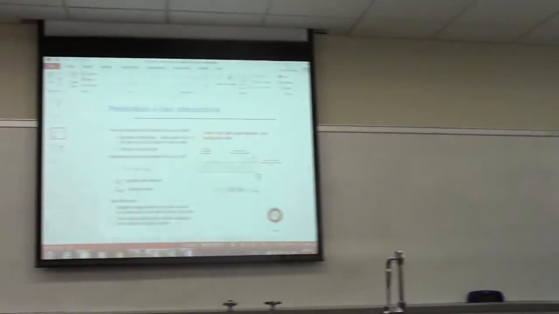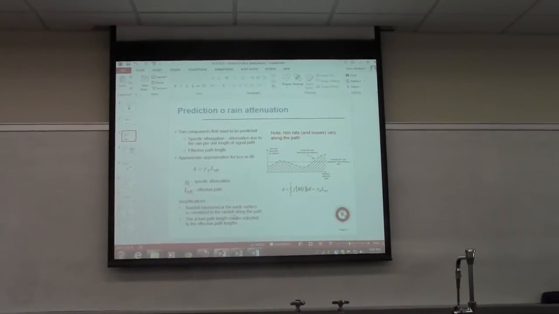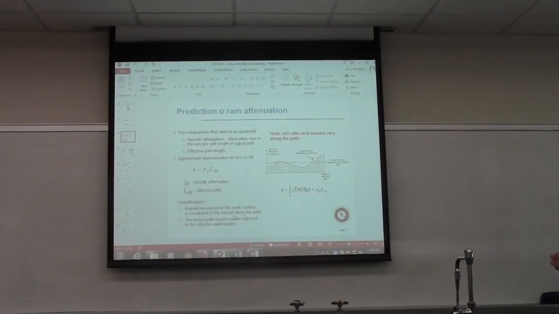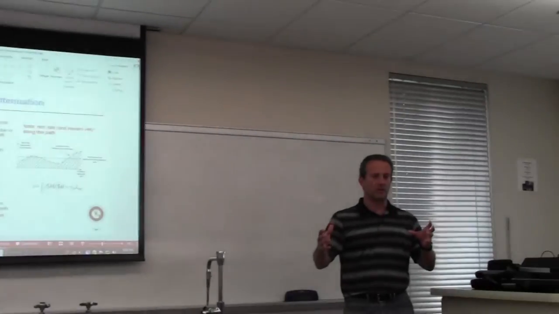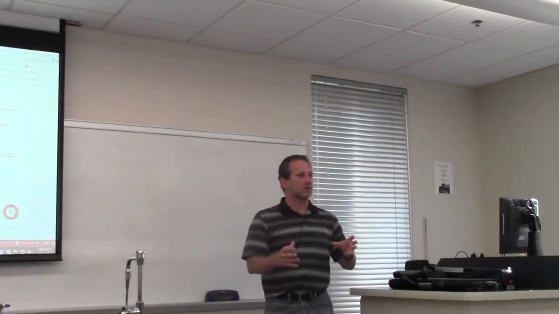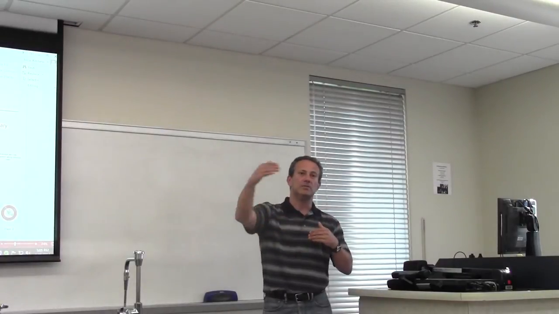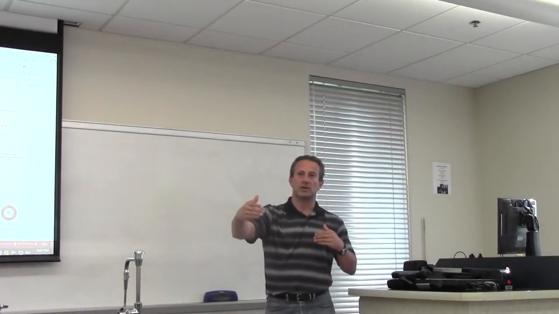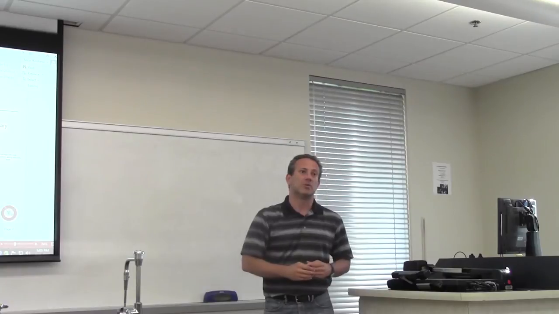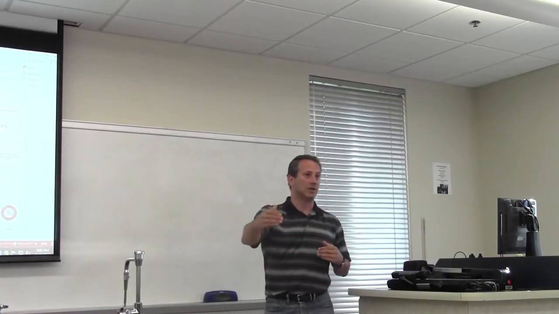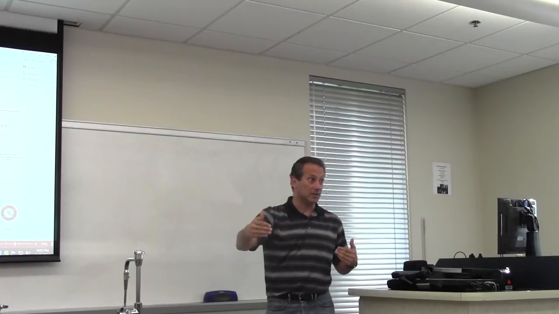Now, the central concept here. As I said last time, there are two parts to the calculation of the rain attenuation. The first one is calculating something called specific attenuation, saying how many dBs you lose in your signal per linear distance of propagation through the medium, which is the atmosphere in this case.